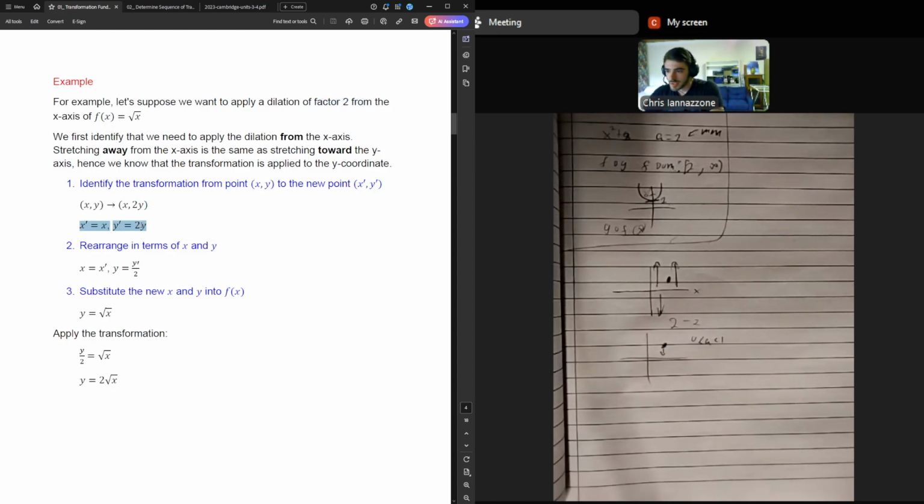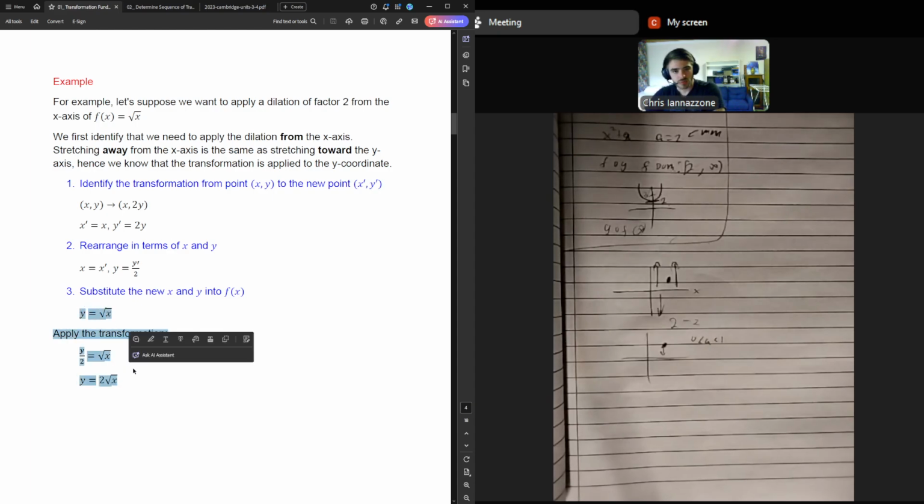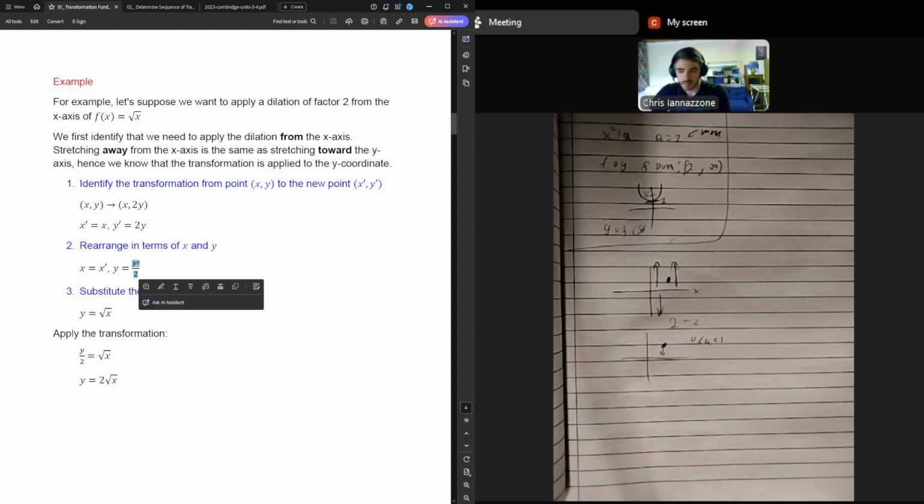That's going to give us our equation, which we then rearrange to get x and y back on its own. And then finally, we sub that into the actual function. So that means x is going to stay the same once again, and y is going to become y divided by 2. Finally, multiply both sides by 2, and that applies the transformation.